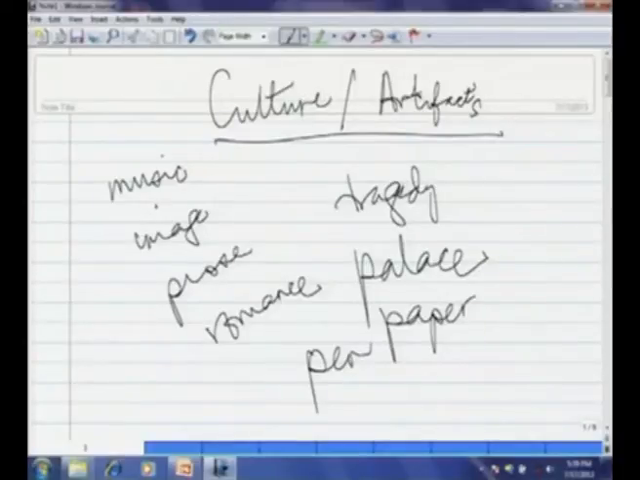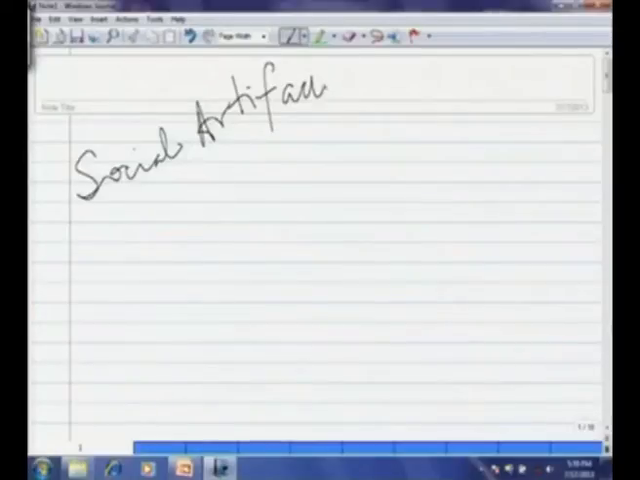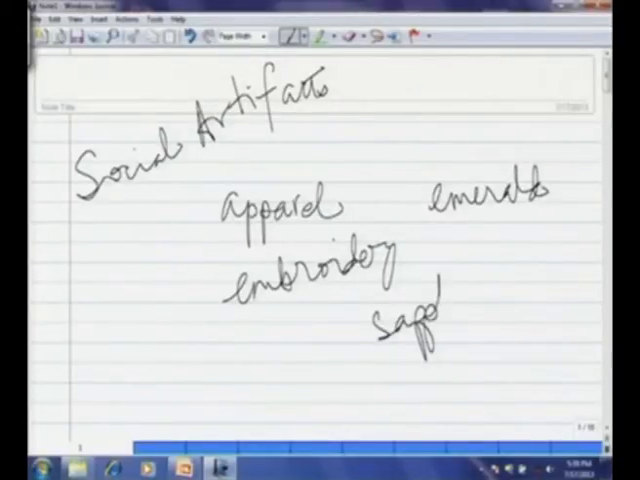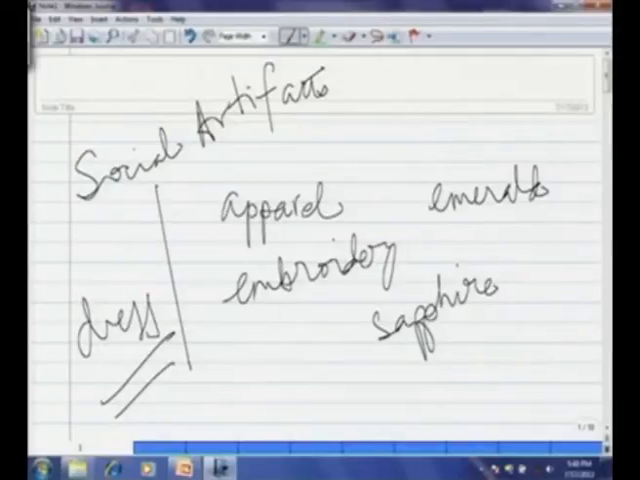Further, we will also talk about fashion, okay, fashion or social artifacts, right, social artifacts: apparel, embroidery, emerald, sapphire, right. These are some of the words that come from the word dress, for instance. Okay. These are words that belong to the domain of fashion.